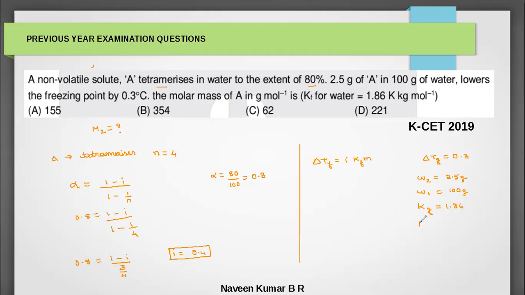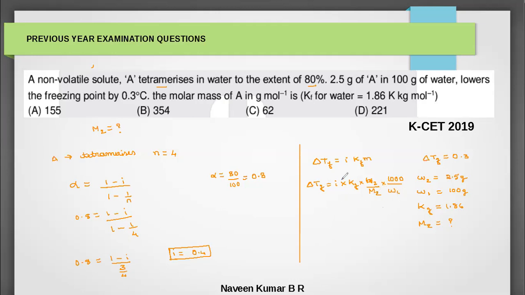With this information, they are asking us to find M2, the molar mass of the solute. So we'll consider the definition equation to expand. Delta Tf is equal to, with the correction term van't Hoff factor i, Kf, and you expand the molality definition. It is the number of moles of solute, that is the mass of solute divided by the molar mass of solute, into 1000 divided by W1, the mass of solvent in kg.